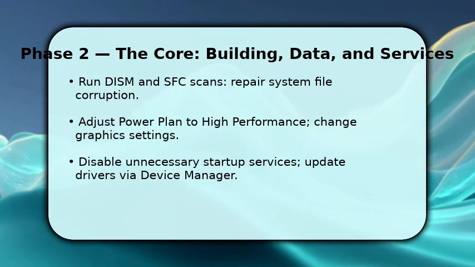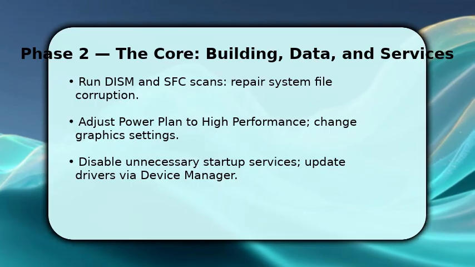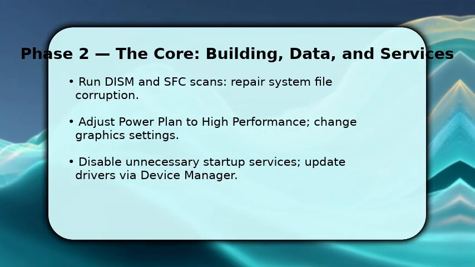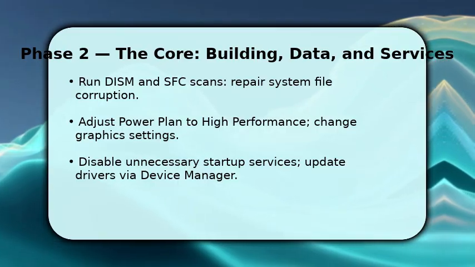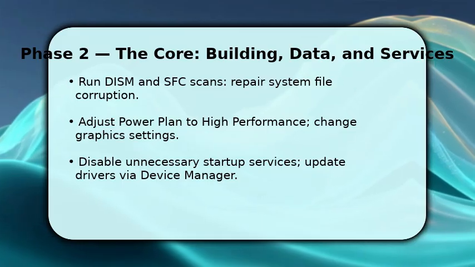Now you move into diagnostics. Run DISM /RestoreHealth followed by sfc /scannow to fix corrupted system files that often cause stutters. While scans run, switch the power plan to high performance and set graphics to performance in settings to reduce throttling.